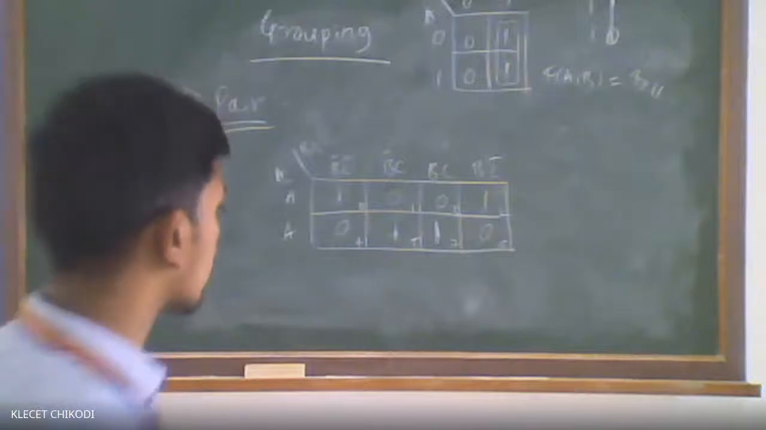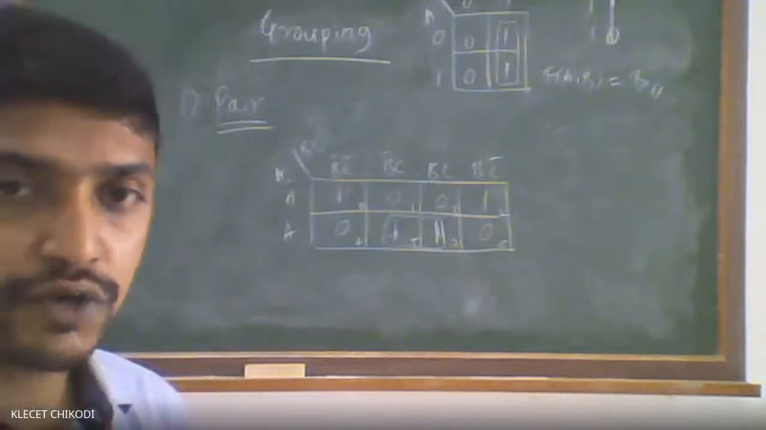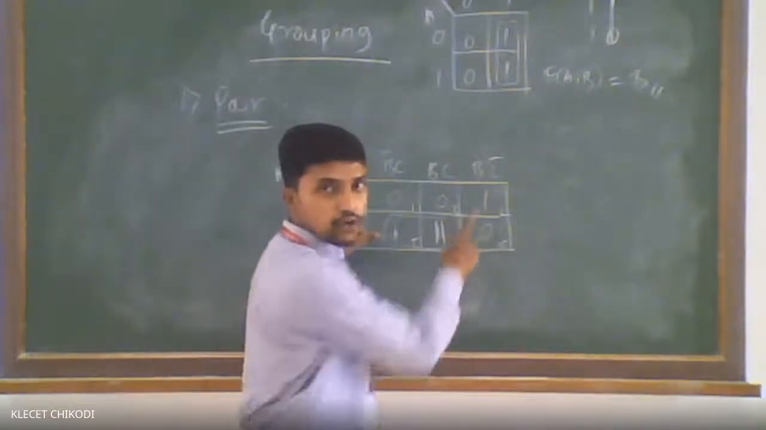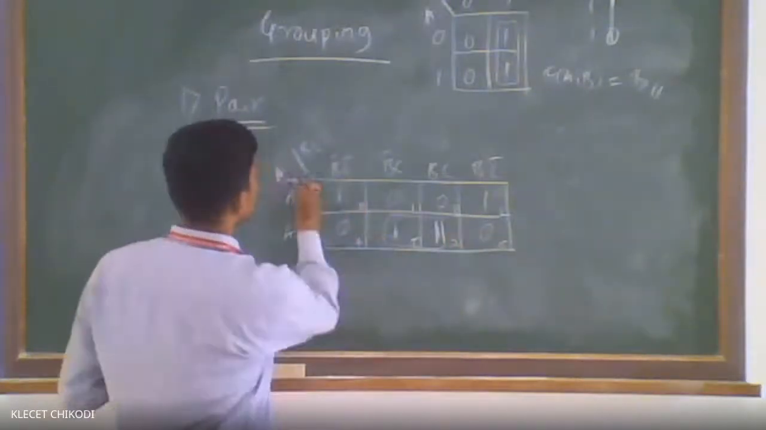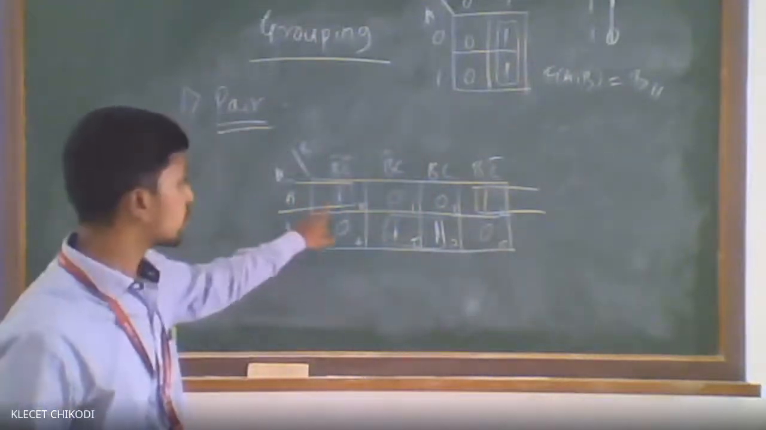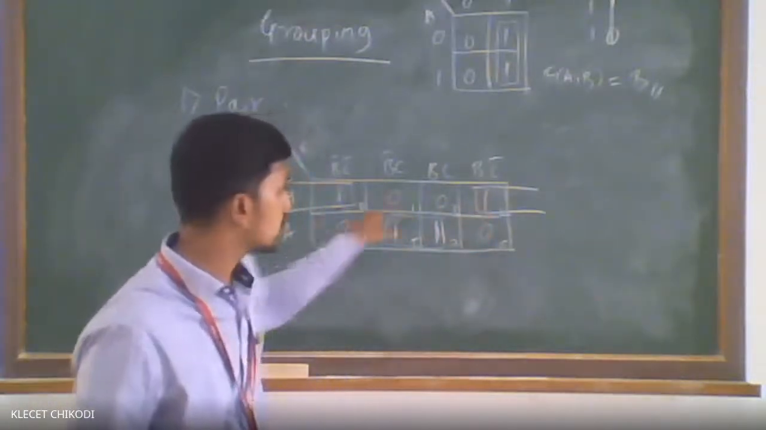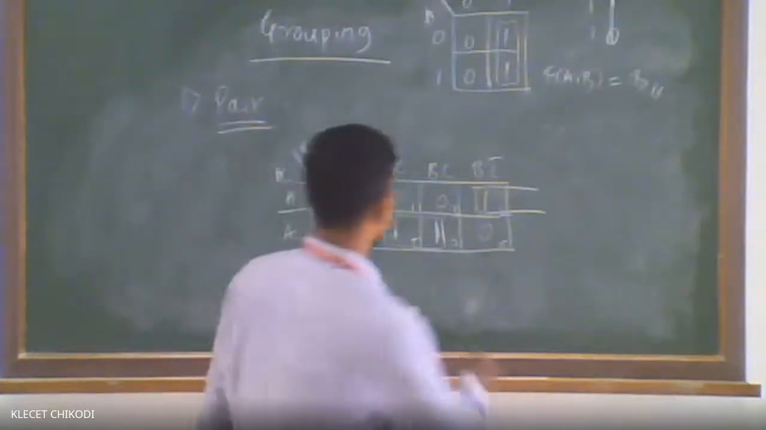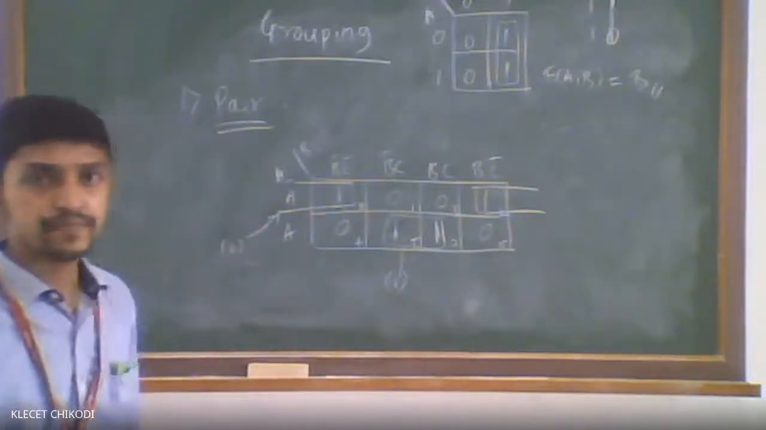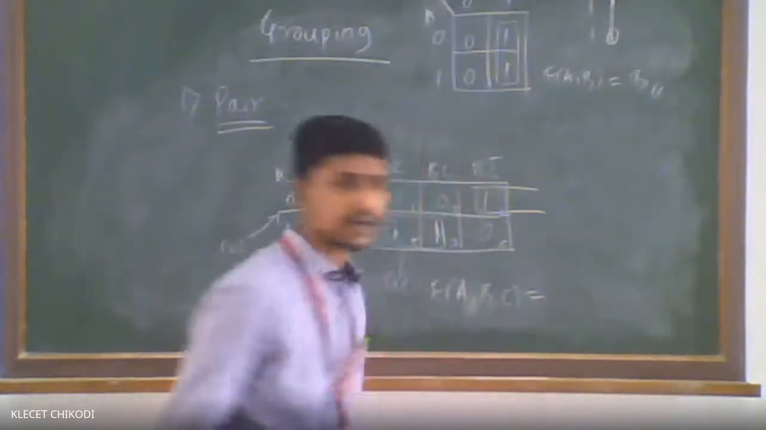5 and 7. Okay, this is one pair. Any other pair possible? 0 and 2. Somebody has written 0 and 2. Since 0 and 2 are logically adjacent to each other, we will take a pair like this. You have to draw a pair like this. Now, if you consider this as the first pair and this as the second pair, now the function of ABC is equal to what we will get?